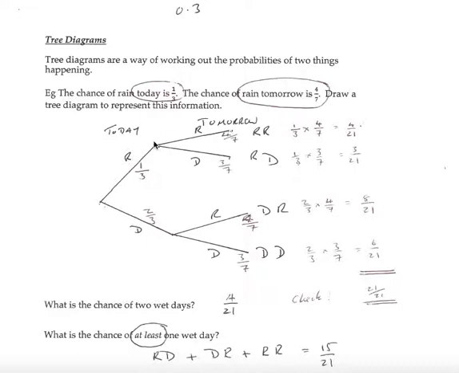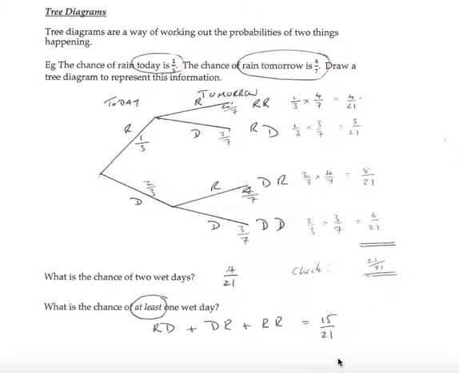Now that I've got different paths through the tree diagram which meet my criteria, instead of timesing, now I add the combined results together. So it's 4 21sts, add to 3 21sts, add to 8 21sts, which gives me my answer of 15 over 21.